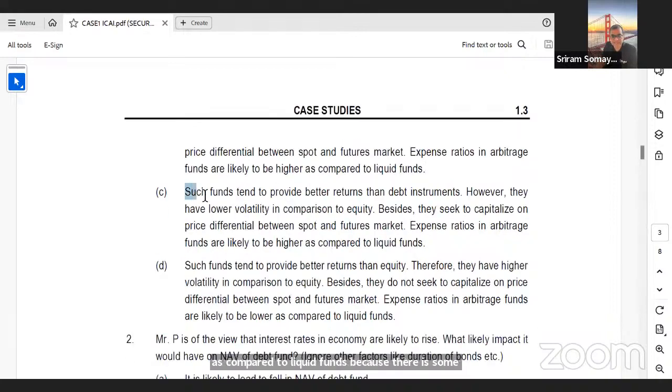Let us look at point C. Such funds tend to provide better return than debt. Yes. They have lower volatility in comparison to equity. That is also yes. They seek to capitalize on price differential between spot and futures.